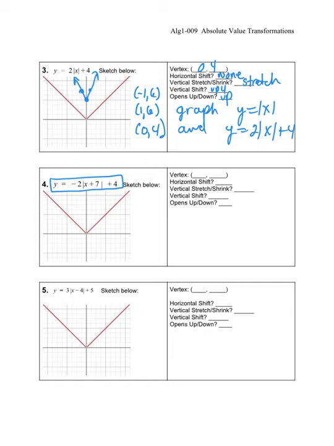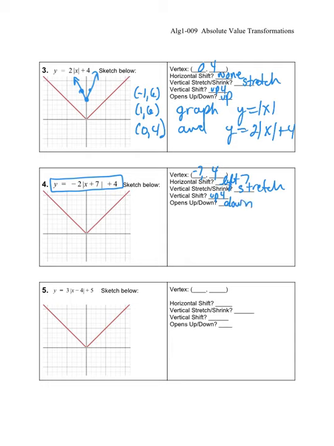So the vertex is -7, 4. The horizontal shift moves over to the left 7. It is more narrow, so that's a stretch. Narrower. I have trouble with that word. Vertical shift up 4, and it opens down because it has a -2.